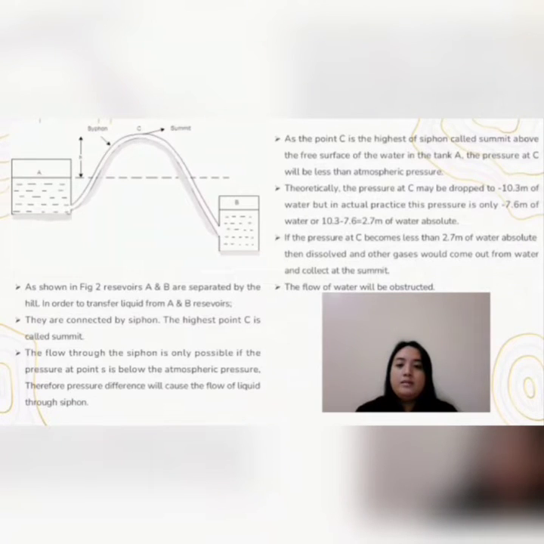As point C is the highest point of the siphon, called the summit, above the free surface of the water in tank A, the pressure at C will be less than atmospheric pressure. Theoretically, the pressure at C may drop to negative 10.3 meters of water, but in actual practice this pressure is only negative 7.6 meters of water, or 10.3 minus 7.6 equals 2.7 meters of water absolute. If the pressure at C becomes less than 2.7 meters of water absolute, then dissolved and other gases will come out from the water and collect at the summit, and the flow of water will be obstructed.